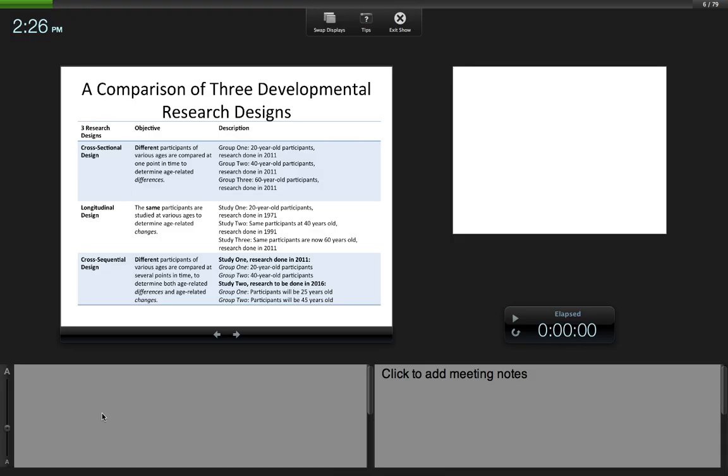Longitudinal design. The exact same participants are studied at various ages. And here we can look at age-related changes in the same individuals. So if we have 20-year-olds in 1971, when we collect data on them again, it's going to be 1991. They're going to be 40 years old. The next time we collect data will be 2011. They're going to be 60 years old. The advantage here for this design, this is a really long time. 40 years this project's been going on.